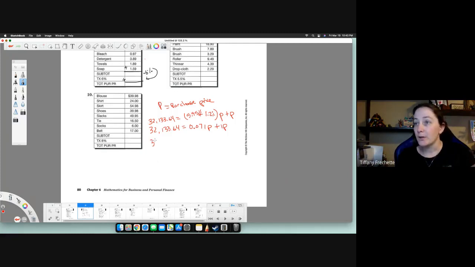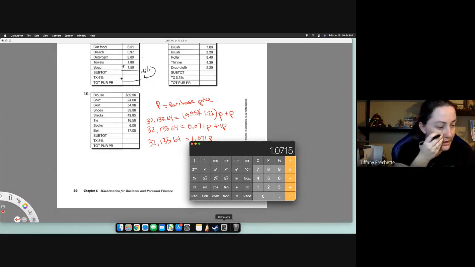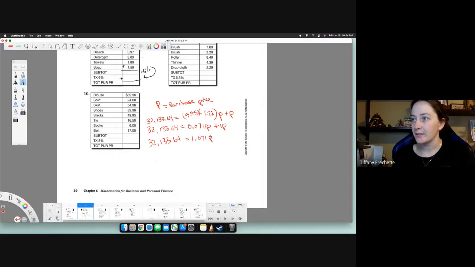So I can simply go 32,133.64 equals 1.0715 p. I just added 1 on the front of here because it's 0 and 1. So remember, line up your decimals when you're doing that. Again, you can totally have the calculator up here and go plus 1, and there you go. Oh, it looks like I forgot to stick the 5 on here. That was silly of me. There's a 5 there. All right.